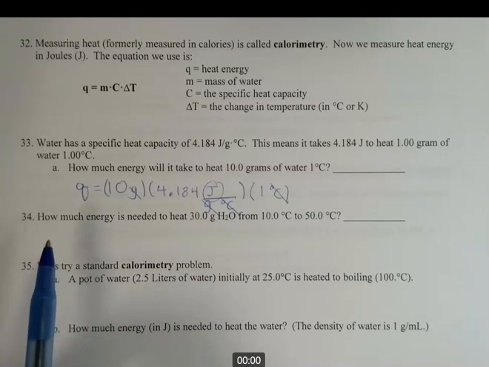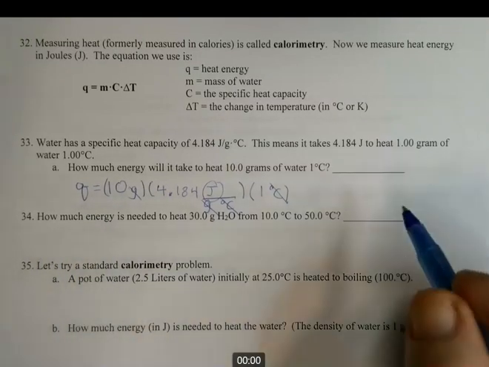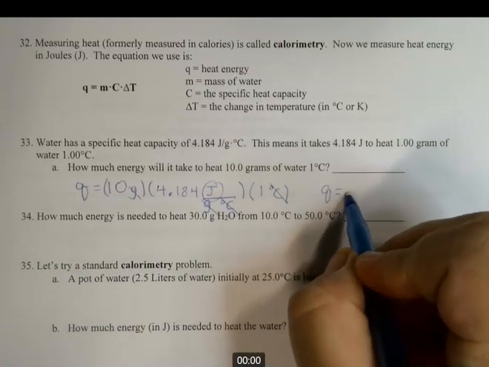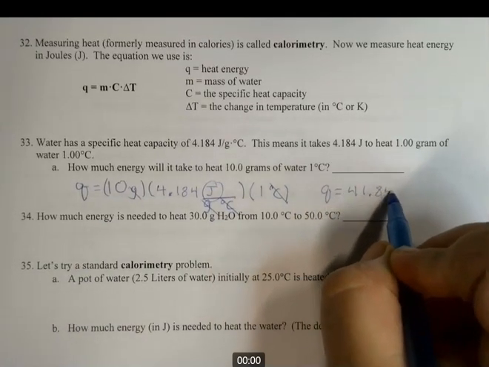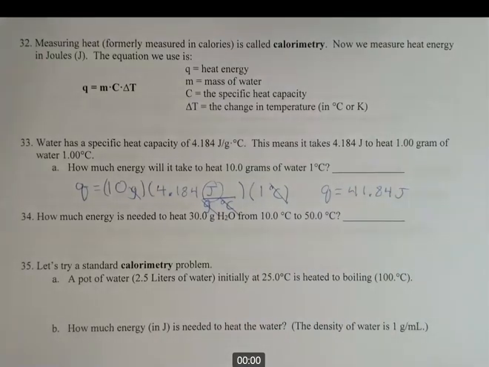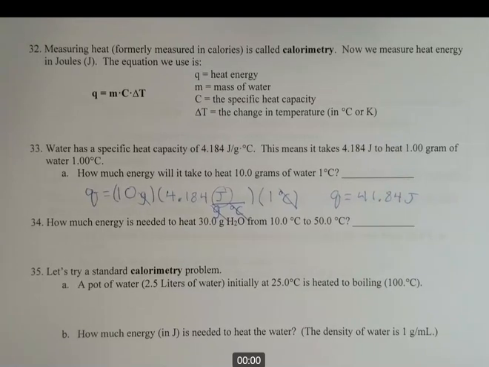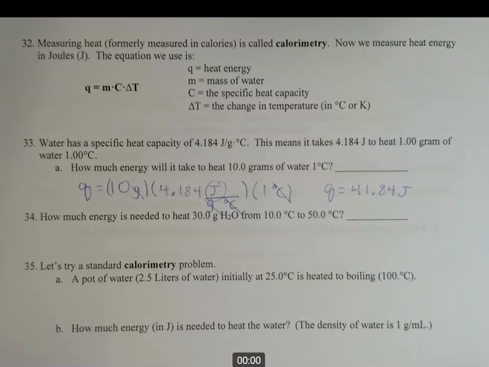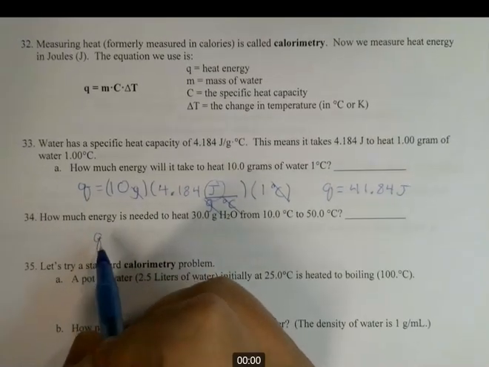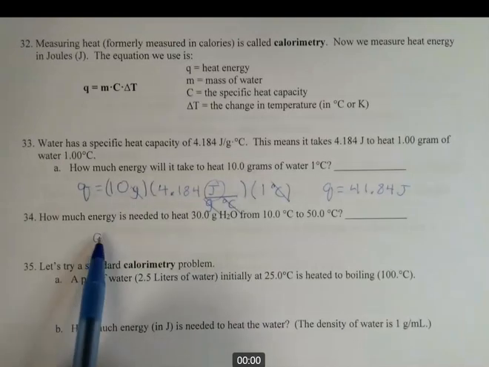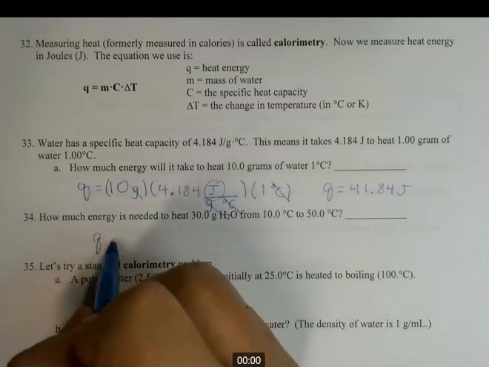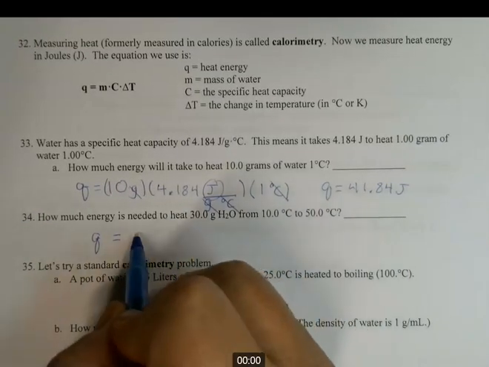So if you multiply that, you're going to get 41.84 joules of energy required to raise 10 grams of water by 1 degree centigrade. How much energy is needed to heat 30 grams of water from 10 degrees to 50 degrees? Okay, same thing. Energy in this case means heat energy, and again, that's a scripted Q. So the mass is 30 grams.